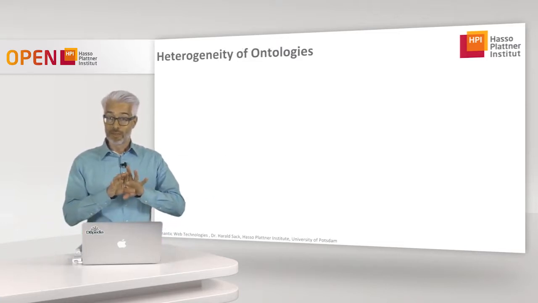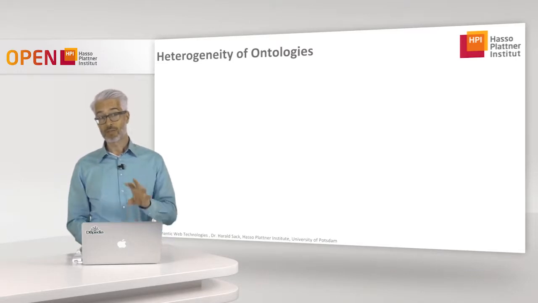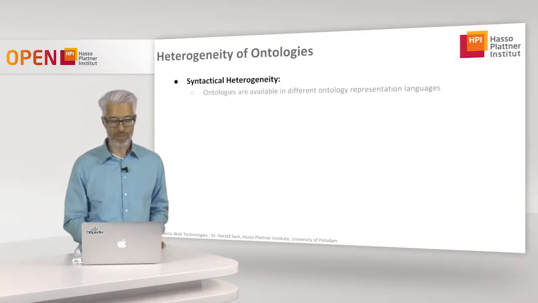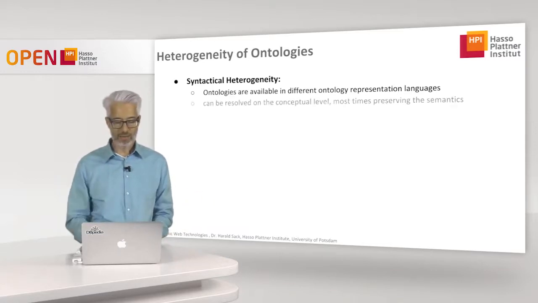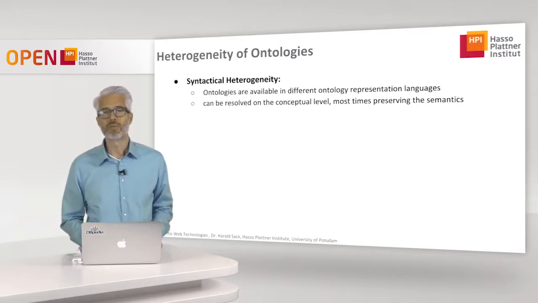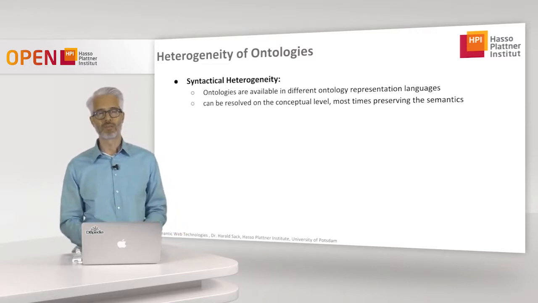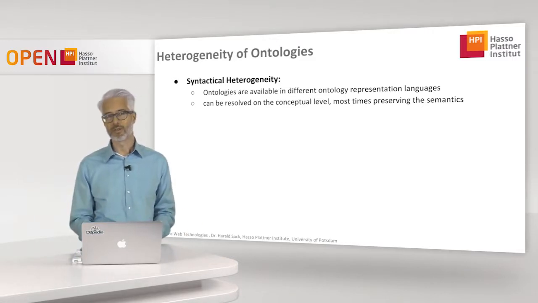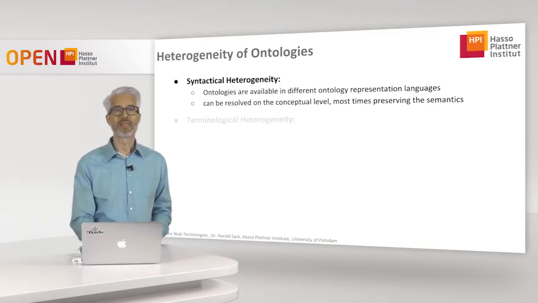But these differences, they can be categorized. So here is a categorization of the so-called heterogeneity of ontologies. On the most simple level, we have the so-called syntactical heterogeneity. And this happens usually, for example, when ontologies are represented in different representation languages. And this can many times be simply resolved on the conceptual level by preserving all the semantics. So, for example, if you have two ontologies, one represented, let's say, in OWL DL, and the other one represented in first-order logic, then, of course, you might find a mapping between the two. You might translate them, and you might preserve all the semantics that is in there.